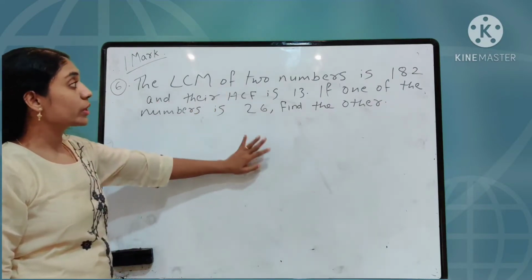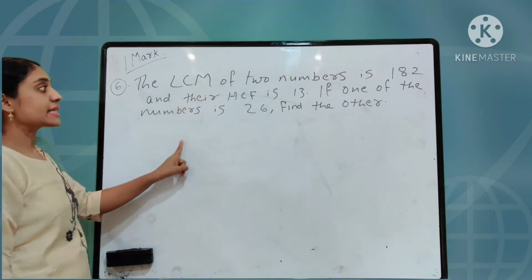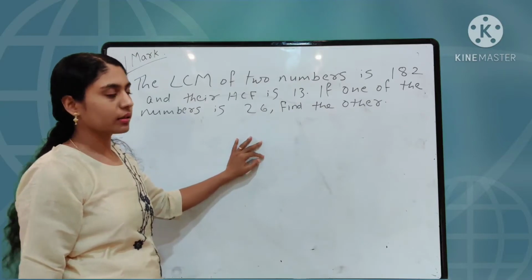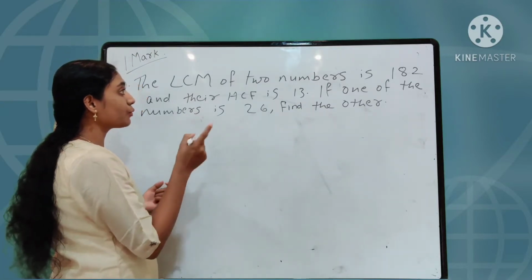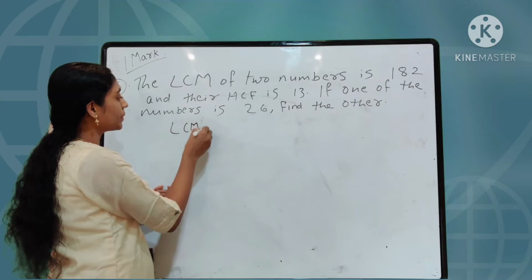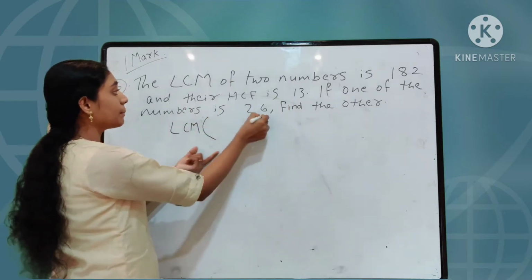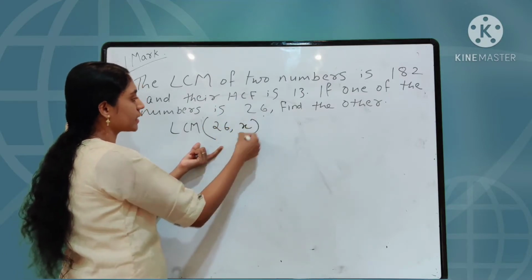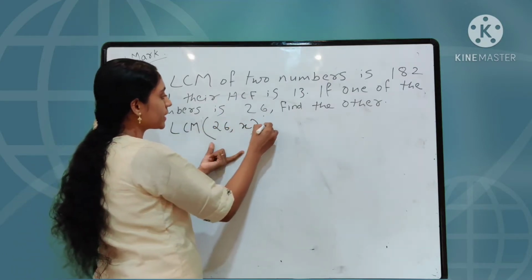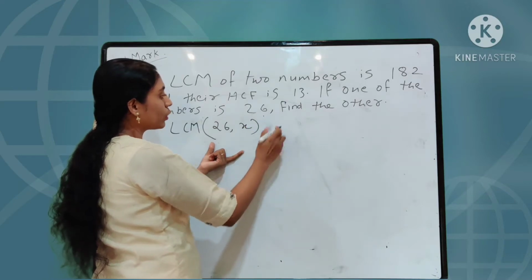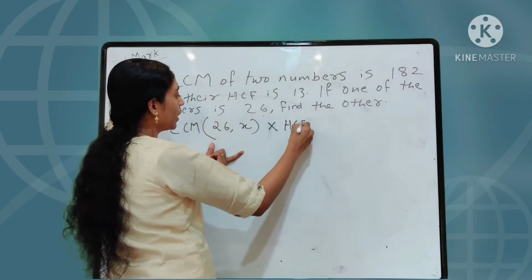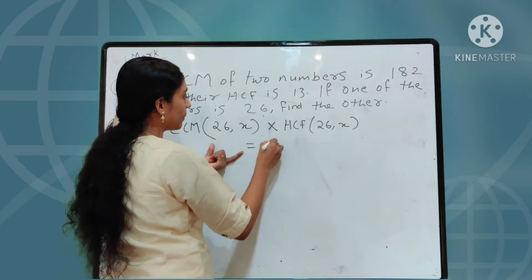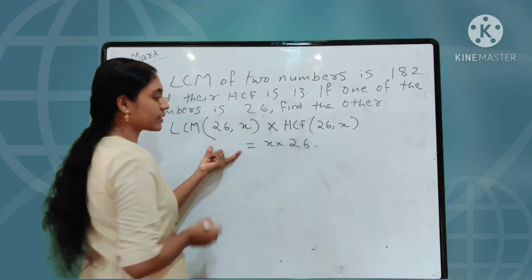The LCM of two numbers is 182 and their HCF is 13. If one of the numbers is 26, find the other. So it is given that the LCM of two numbers, we don't know the numbers, and one of the numbers is 26. That means one number is 26, the other we don't know. Let it be x. So LCM of the two numbers into HCF of the two numbers is equal to the product of the numbers, as per the formula we know, x into 26.